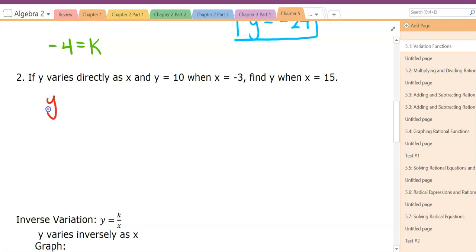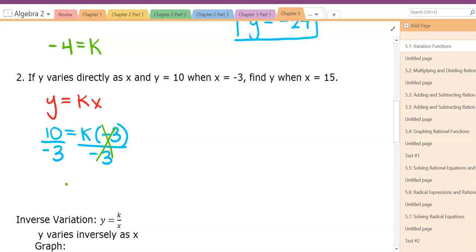So we're going to use that same form, y equals kx here. For this one, they give us the information that y is 10 when x is negative 3. So 10 equals k times negative 3. Now for this one, when I divide by negative 3, I'm going to have a fraction for my k, which is all right. It's just going to be negative 10/3. So then if I go to write my equation now, it's going to say y equals negative 10/3 x.